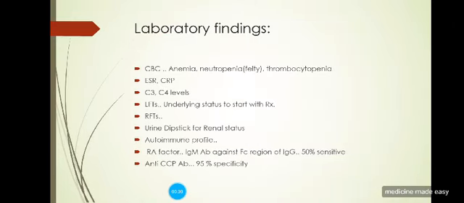Then comes the laboratory findings. First, we go for complete blood count to look for anemia, thrombocytopenia, and neutropenia if the patient has any Felty's syndrome. Then acute phase reactants like ESR and CRP, C3 and C4 levels. Liver function test to look for the underlying status, because we have to start certain hepatotoxic and nephrotoxic drugs to the patient. So renal function test and liver function tests are done. Then urine dipstick for the renal status.